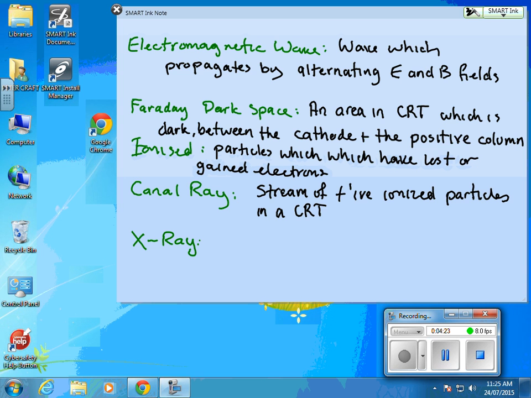X-ray. X-ray is a band of electromagnetic radiation that is damaging to human tissue. It's used medically also. On the bands, you go radio, microwave, infrared, visible, UV, X-ray. So it's between UV and gamma.